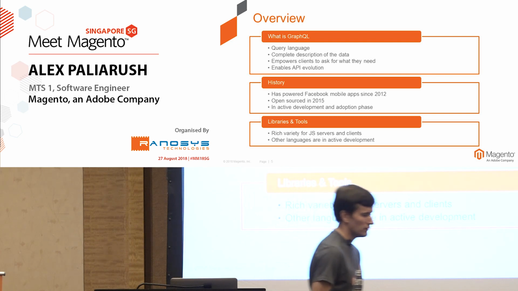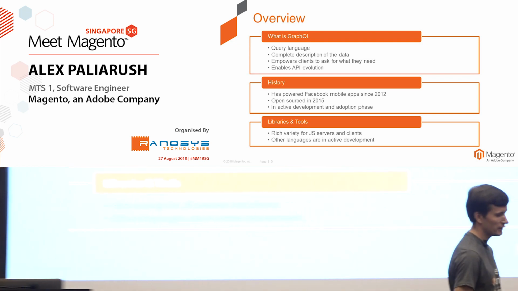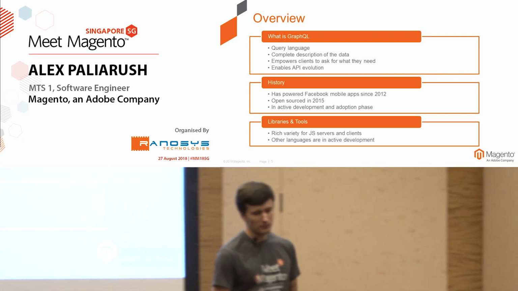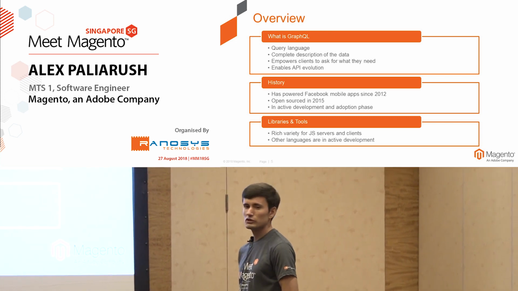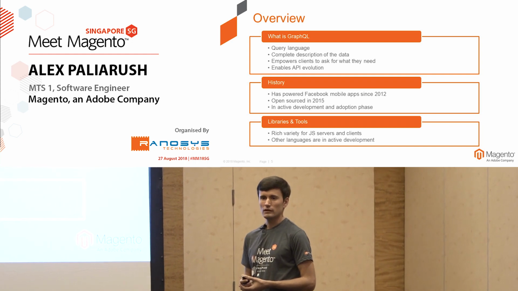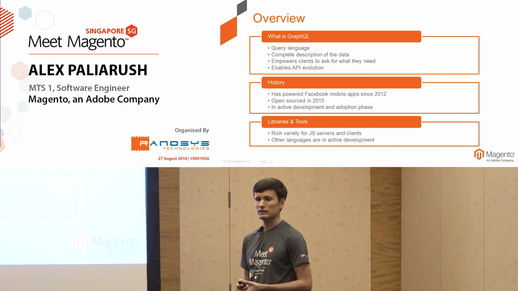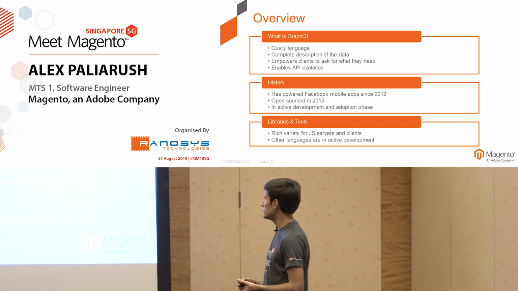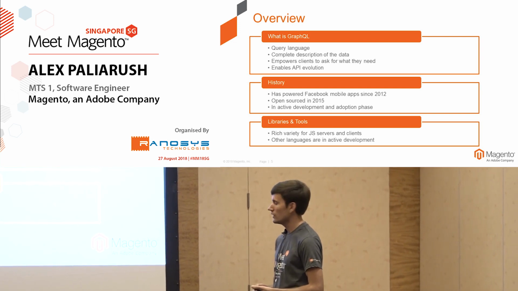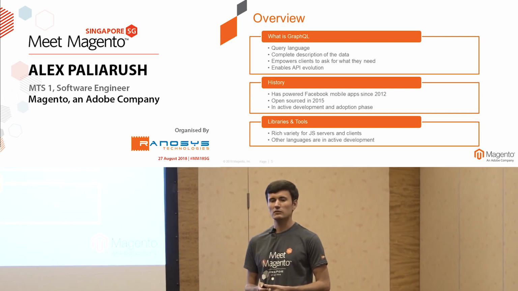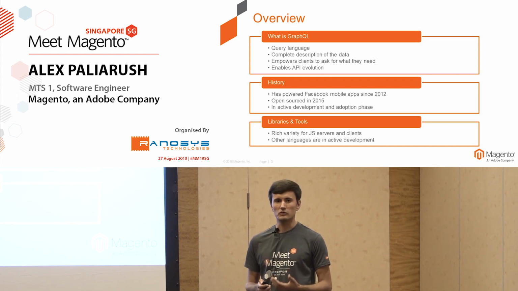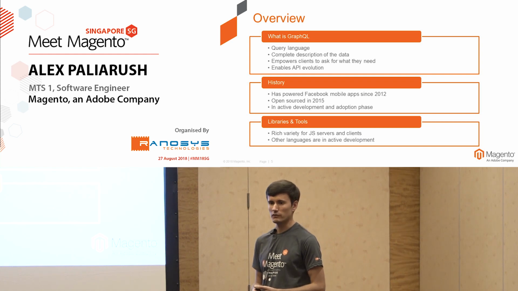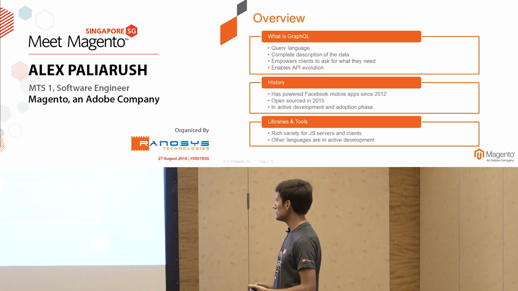So what is GraphQL? First of all, this is a query language, and it has a strictly defined schema which you can use to basically generate queries, and you can also get support for enhanced documentation. Also, GraphQL enables seamless evolution, and it allows you to deprecate fields or add new fields to your APIs if you need to, so it simplifies evolution of your APIs.